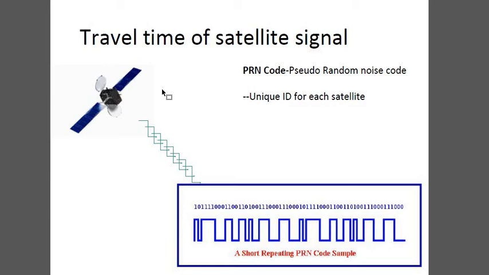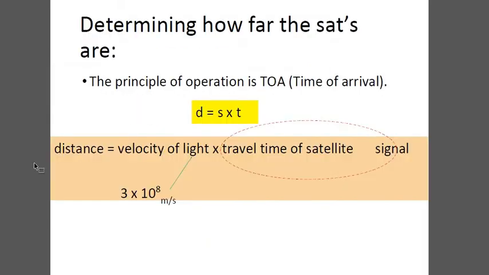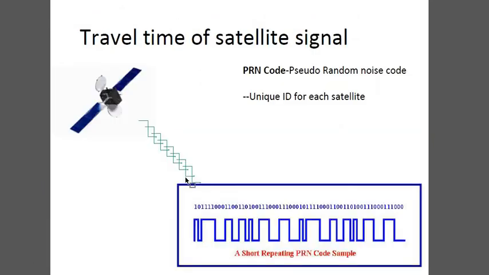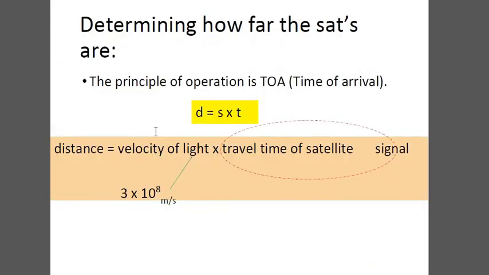So the travel time of your satellites is completely based upon your pseudo-random ranges, and the principle of operation is TOA. Please remember once again, the principle of operation is time of arrival, and the technique which we are using to find out the user position is called the triangulation or trilateration method.